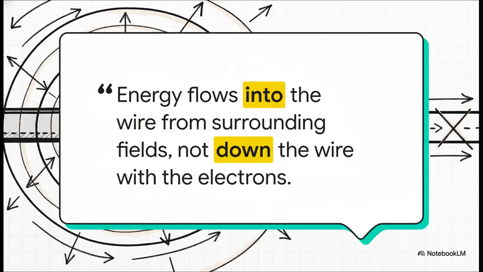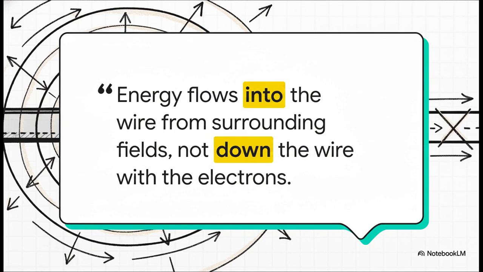And here it is, the mind-blowing secret of electromagnetism. When you actually calculate the Poynting vector for a wire powering a light bulb, you find it does not point down the length of the wire. It points from the space around the wire directly into the wire all along its length.